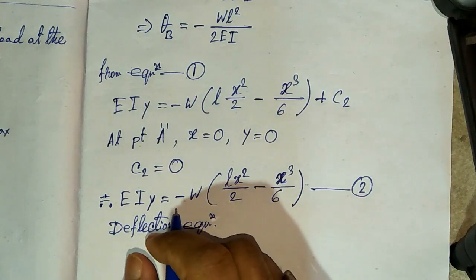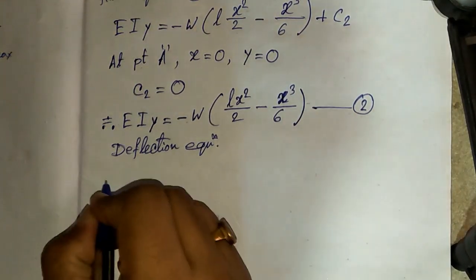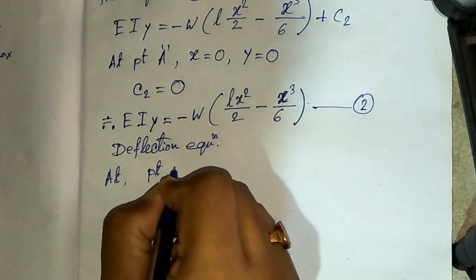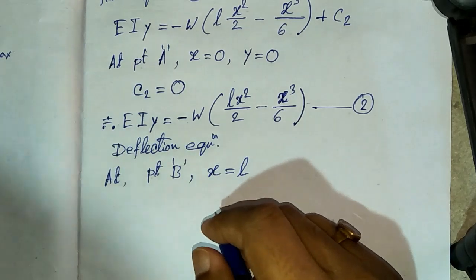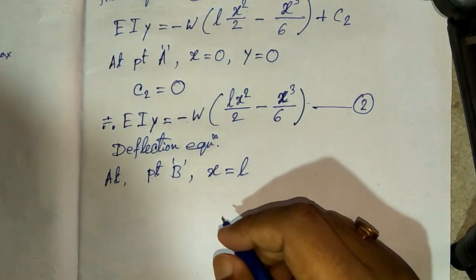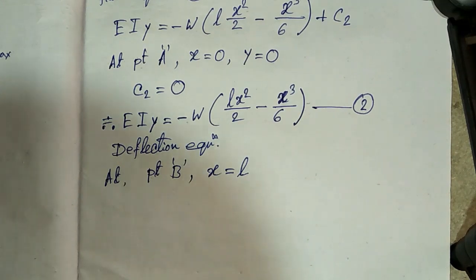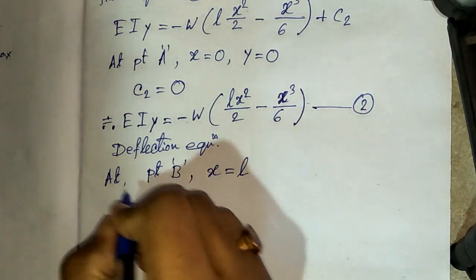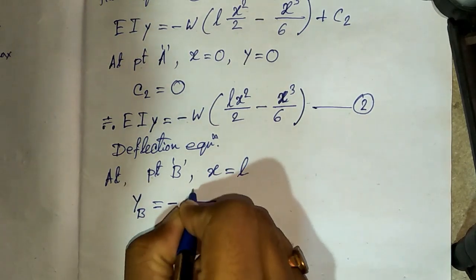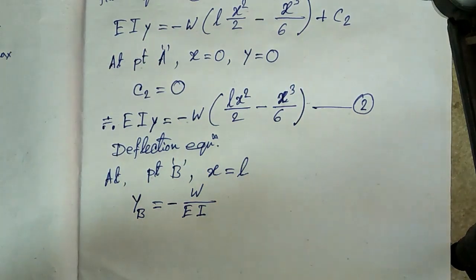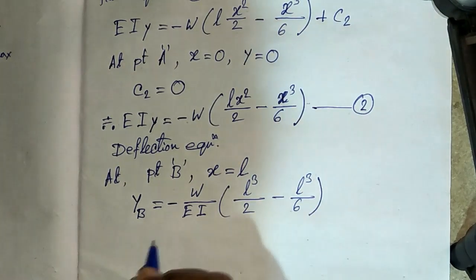So now we are going to find out the deflection at point B. At point B we can write the value of x is capital L. So the deflection value at point B, or when the x value is L, we can write yb is equal to minus W by EI into L cube by 2 minus L cube by 6.